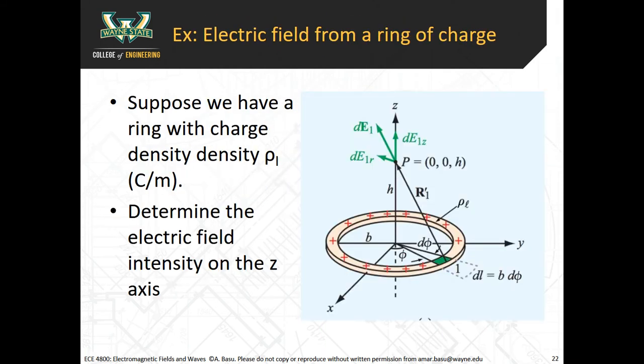also in cylindrical coordinates. Suppose we have a ring with charge density rho L in coulombs per meter. So imagine a wire with rho L coulombs per meter charge density on it, and that wire is wrapped into a ring like this. And that ring is on the XY plane. And we are at a point (0, 0, H) away from there. So we're on the Z-axis at some location H. What's going to be the electric field at this point H?